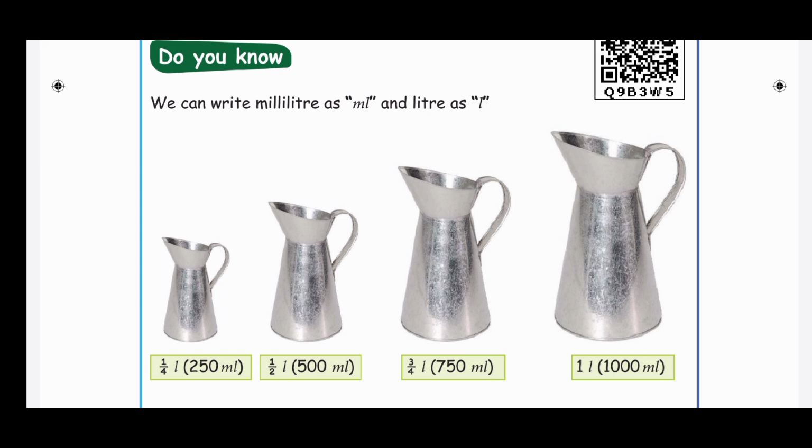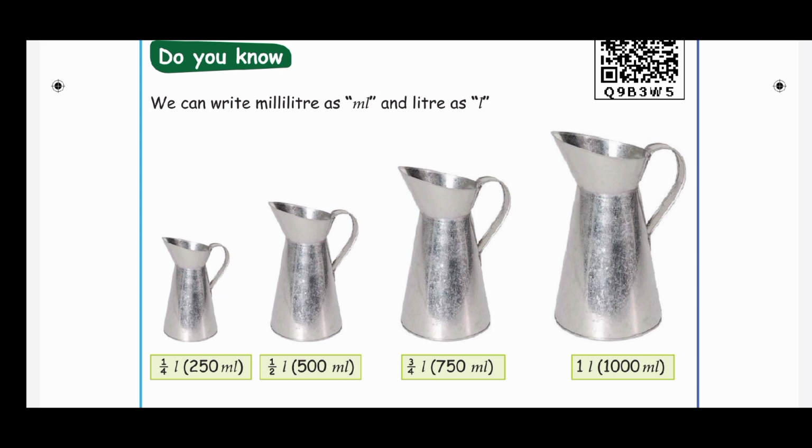So see, first one is 1 by 4 liter, that is 250 ml. The next one is 1 by 2, that is 500 ml. In liters they are saying 1 by 2 liter, in ml they are saying 500 ml. The next one is 3 by 4, that is 750 ml. And this is 1 liter, 1000 ml, this big one.